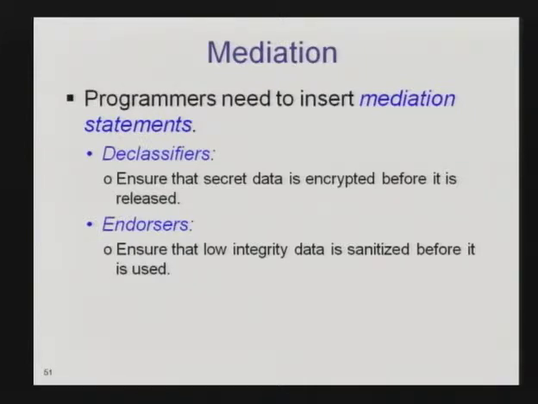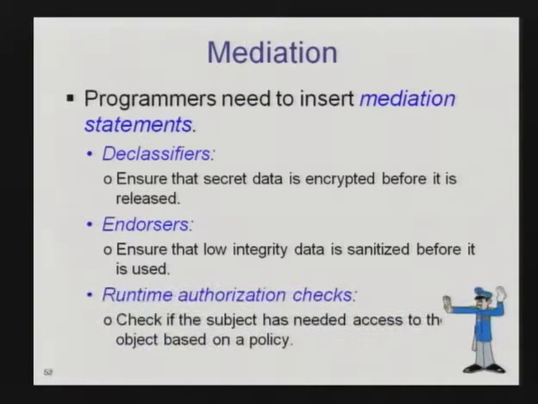Declassifiers ensure that secret data is encrypted before it's released, just like what I just showed you. Endorsers ensure that low integrity data is sanitized before it's used, for example, if your data is coming from a network and so on. So the whole idea is that you want to place these mediators automatically.